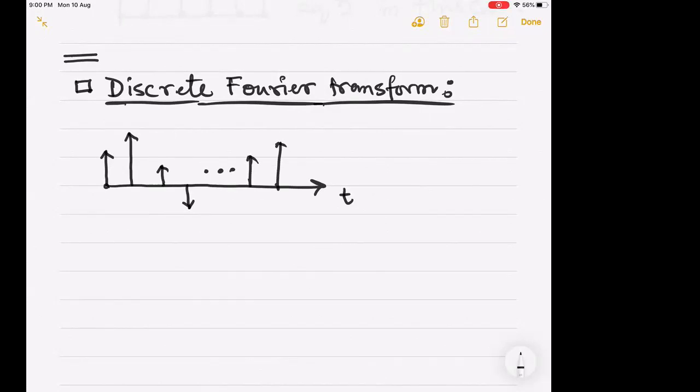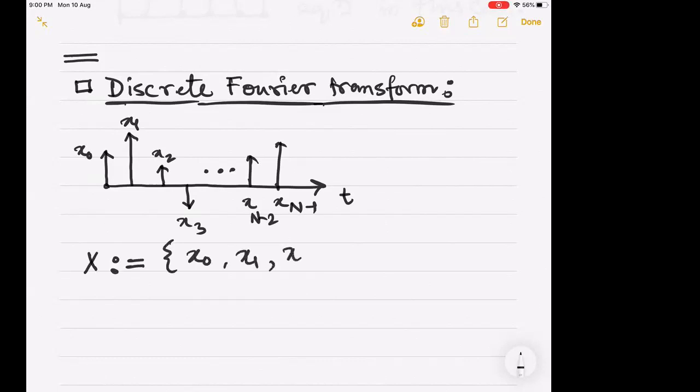What I do is say that the strengths of these impulses are given by the real numbers x0, x1, x2, x3, dot dot dot, xN minus 2 and xN minus 1. So it's a length capital N sequence. The way to represent this is capital X equal to the sequence x0, x1, x2, dot dot dot up to xN minus 1. So this is my discrete time signal.